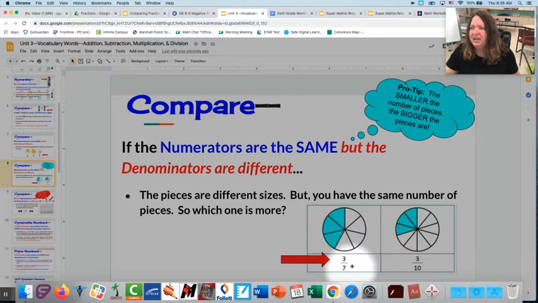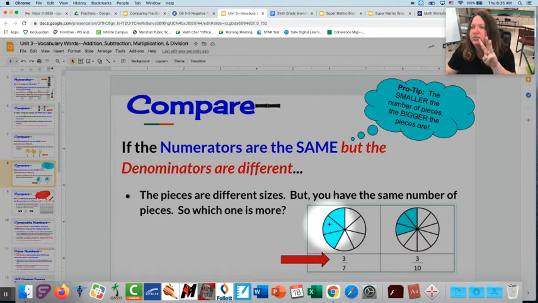We have to remind ourselves that the smaller the pieces are, the bigger the number of pieces it's cut into. The bigger the pieces are, the smaller the number. It's a teeter-totter. It's like opposite. Big pieces means there aren't very many. Small pieces means there are more. So in this case, this one's cut into 7. Those pieces are bigger. This one's cut into 10. Those pieces are smaller. So we have 3 of each.